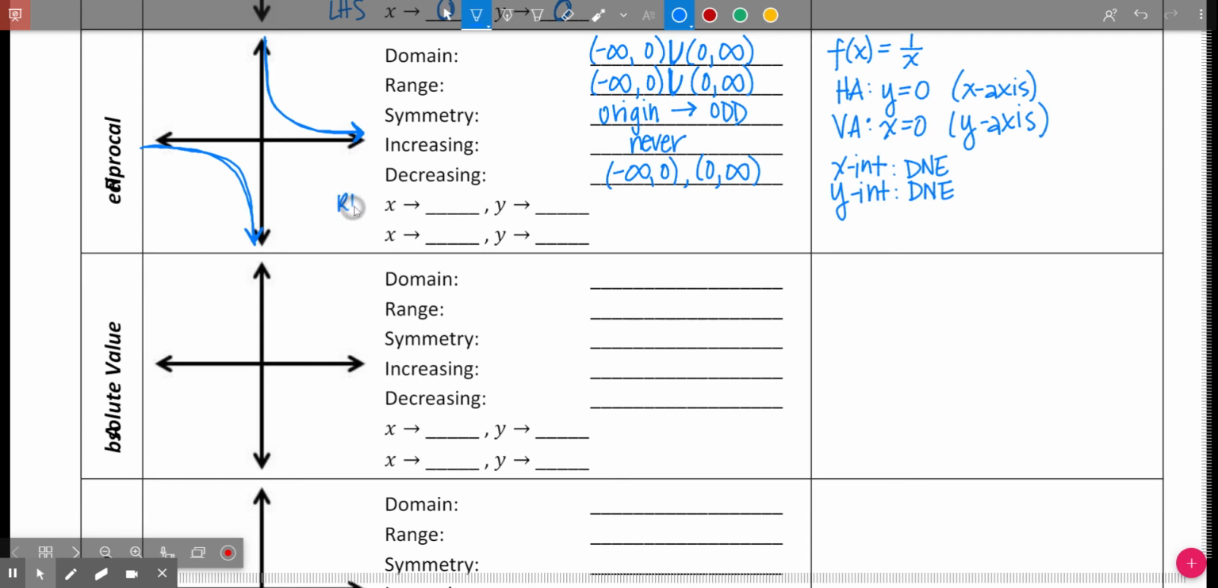As x goes to positive infinity on the right-hand side, y goes to 0. And as x goes to negative infinity on the left-hand side, y goes to 0. This graph is positive on the interval 0 to infinity. That's where the graph is above the x-axis. This graph is negative from negative infinity to 0. That's where the graph is below the x-axis.